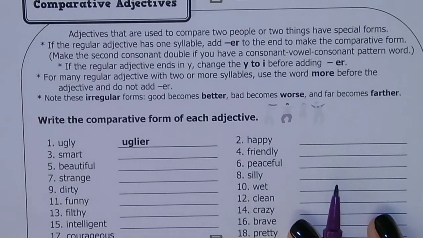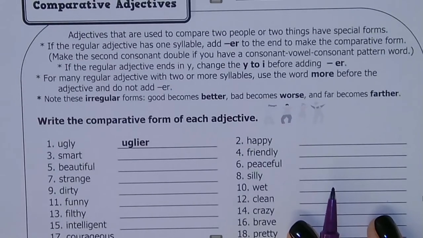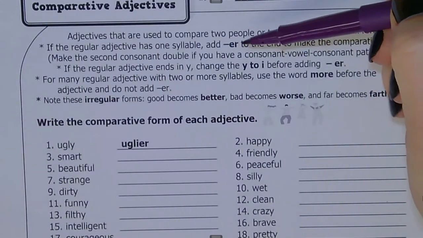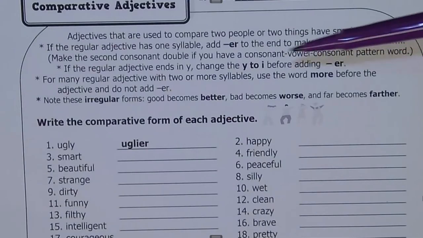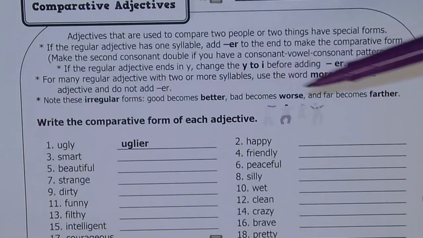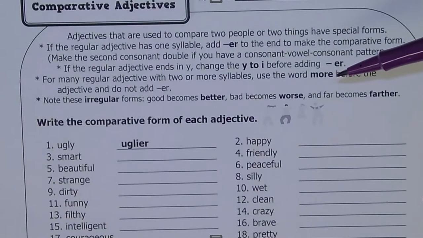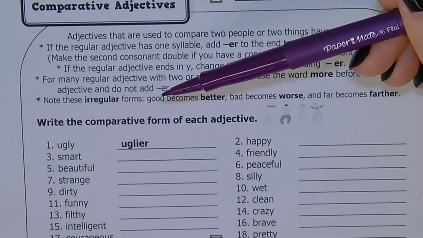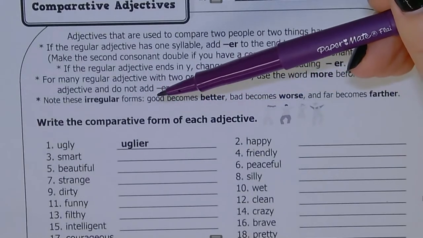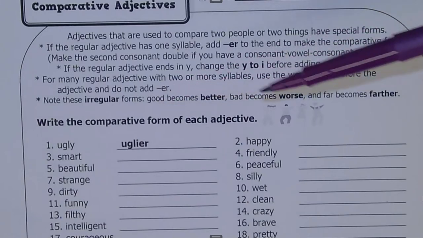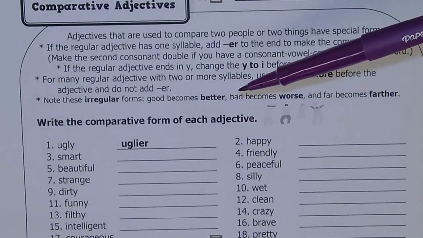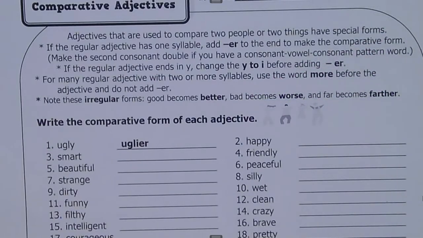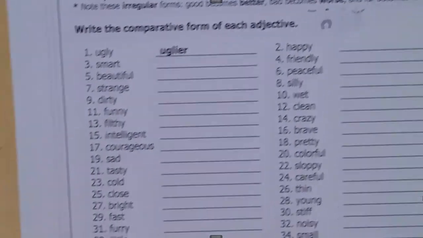Alright, so there are three different things that could happen here when we are comparing two people or two things with comparative adjectives. We could add ER. If our word has two or more syllables, we just add the word more on the front and not ER. And if it's an irregular form, good would become better because we wouldn't say gooder or more good. Same as bad becomes worse. We wouldn't say badder or more bad. It's worse.